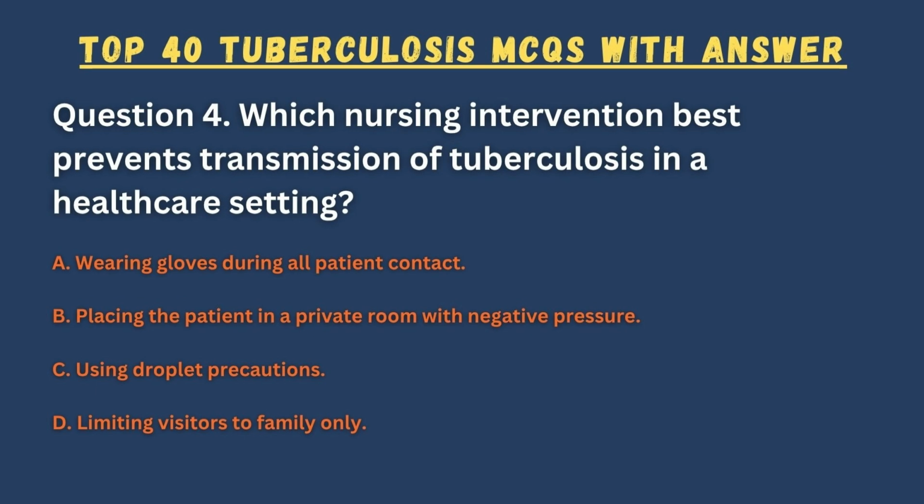Question 4. Which nursing intervention best prevents transmission of tuberculosis in a healthcare setting? A. Wearing gloves during all patient contact. B. Placing the patient in a private room with negative pressure. C. Using droplet precautions. D. Limiting visitors to family only.